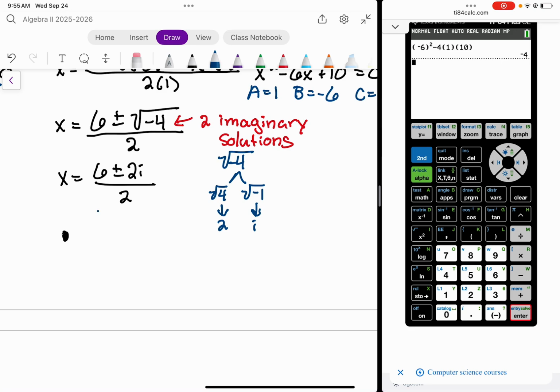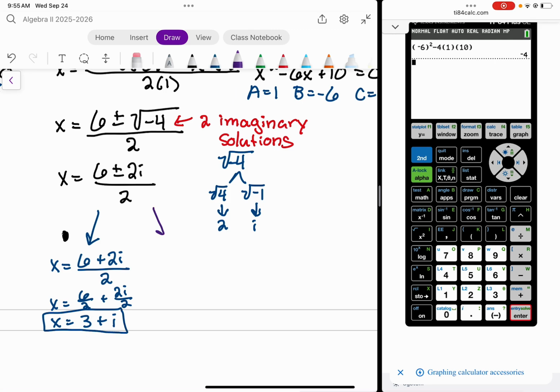To get our first one, we're going to add. So we'll have x equals 6 plus 2i over 2. And if we separate that to simplify, we would have 6 over 2 plus 2i over 2. 6 divided by 2 is 3. 2i divided by 2 is just 1i or i.